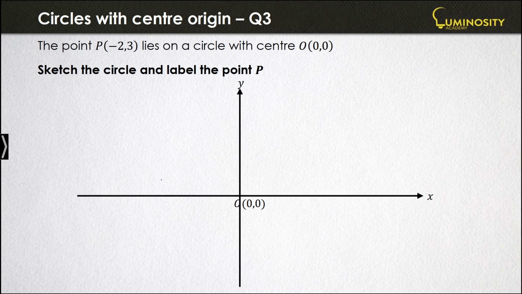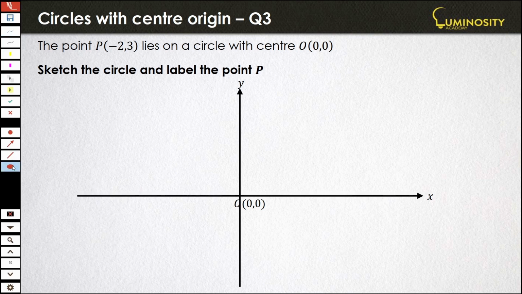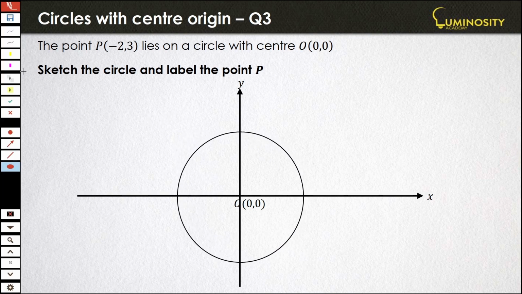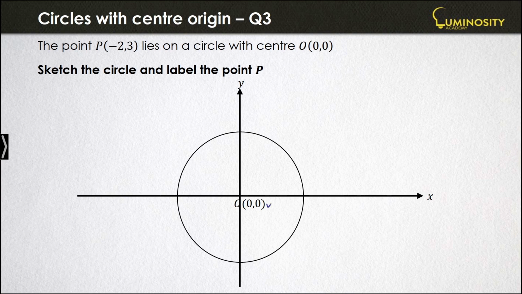Okay, next we want to sketch the circle and label the point P. So again, the circle will have the center at the origin, and there's your origin point there, and the point P, so your x value is negative and your y value is positive, so that is the second quadrant. So when x is negative 2, y is positive 3, so there's the point P there, negative 2, 3. And if you were to construct the radius line from the origin to there, that would be root 13 as your radius. Okay.